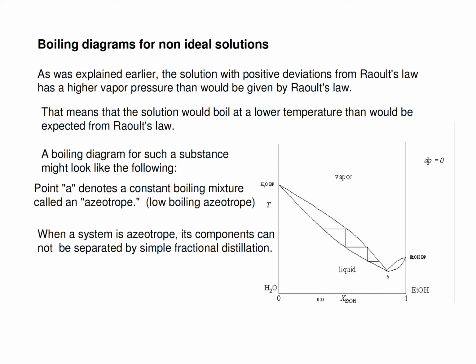Okay, boiling diagrams for non-ideal solutions. As was explained earlier, the solution with positive deviation from Raoult's law has a higher vapor pressure than would be given by Raoult's law. That means that the solution will boil at a lower temperature than would be expected from Raoult's law, and the boiling diagram for such a substance might look like the following, whereby point A denotes a constant boiling mixture called an azeotrope, or low boiling azeotrope. When a system is an azeotrope, its components cannot be separated by simple fractional distillation. Really important.